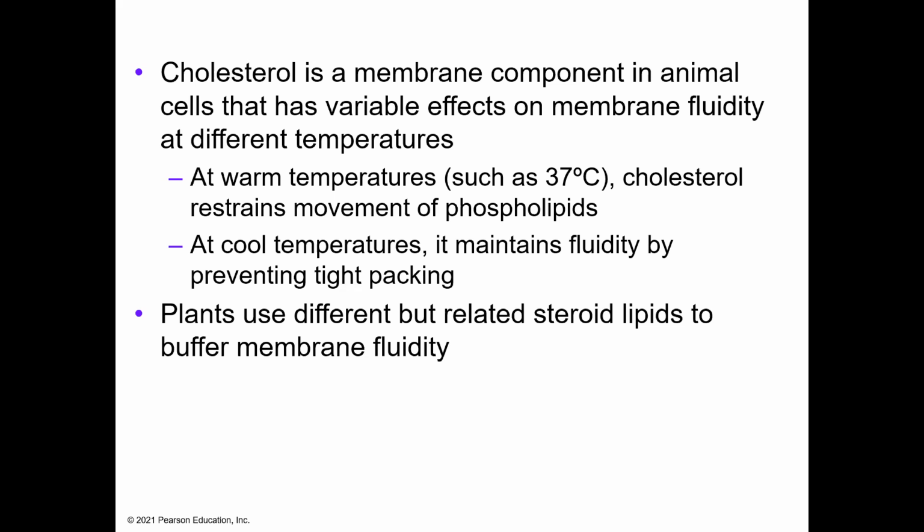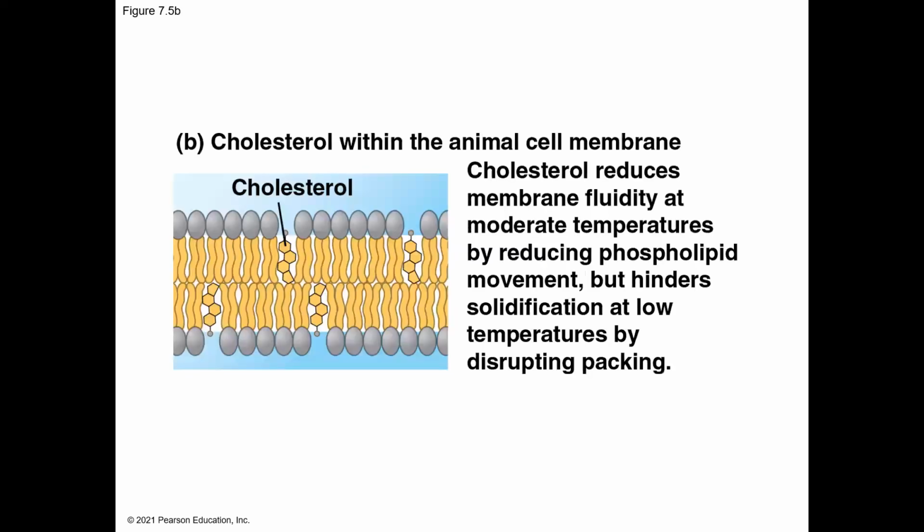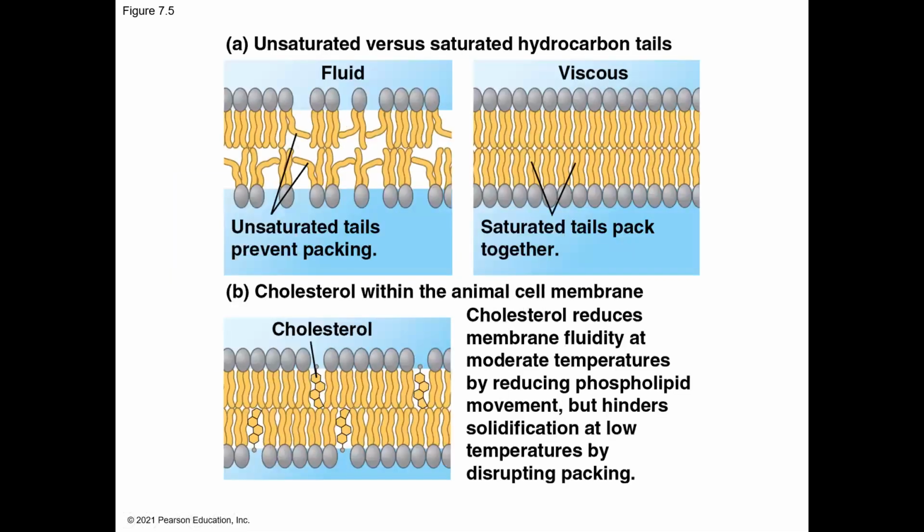Plants use different but related steroid lipids to buffer membrane fluidity. They don't use cholesterol, they use other steroid lipids that are similar in many ways. So, cholesterol within an animal cell membrane reduces the membrane fluidity at moderate temperatures by reducing phospholipid movement, and it hinders solidification at low temperatures by disrupting the packing.